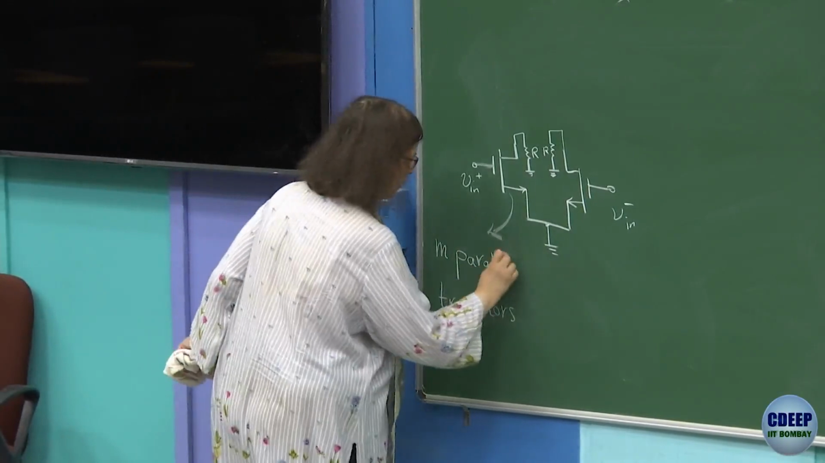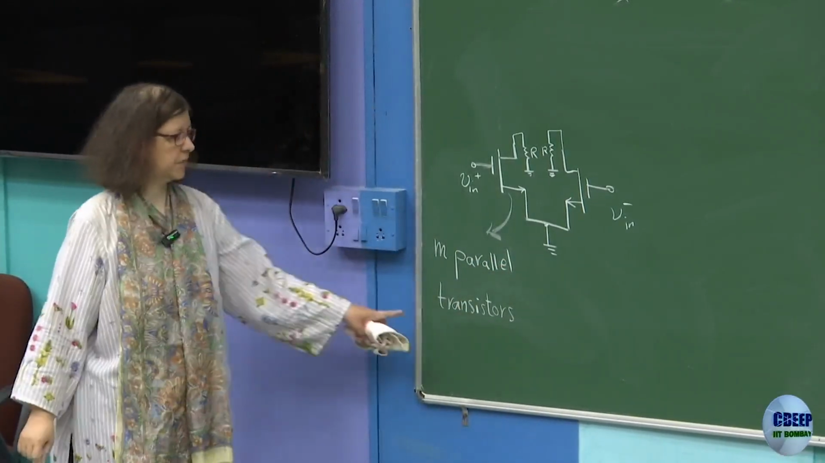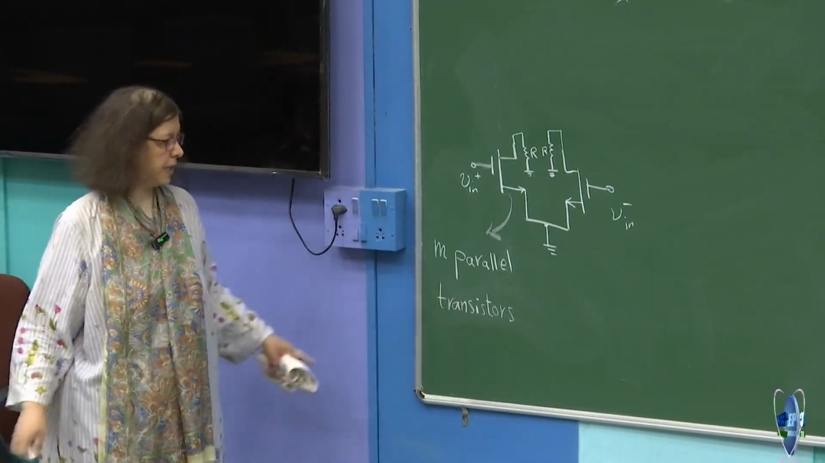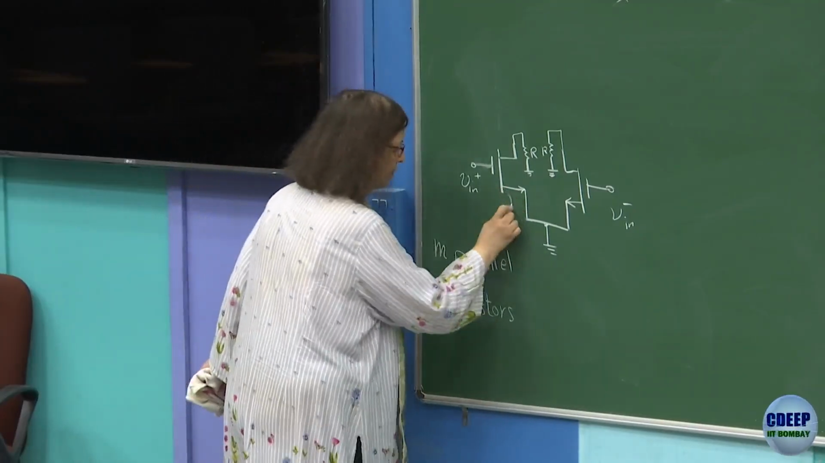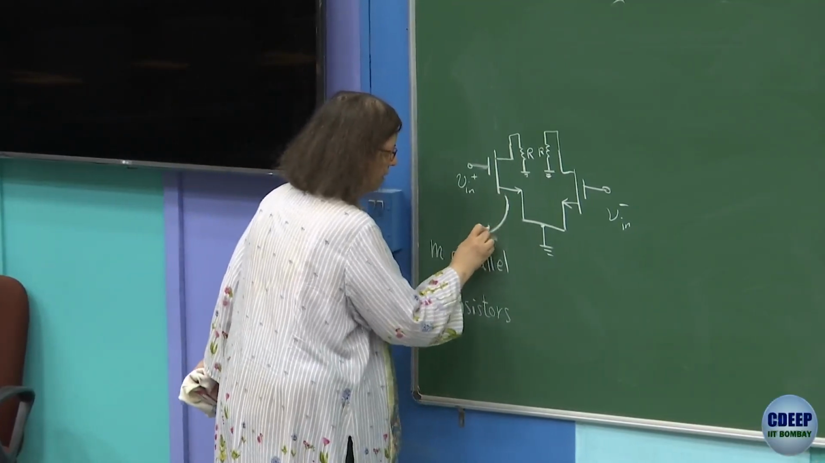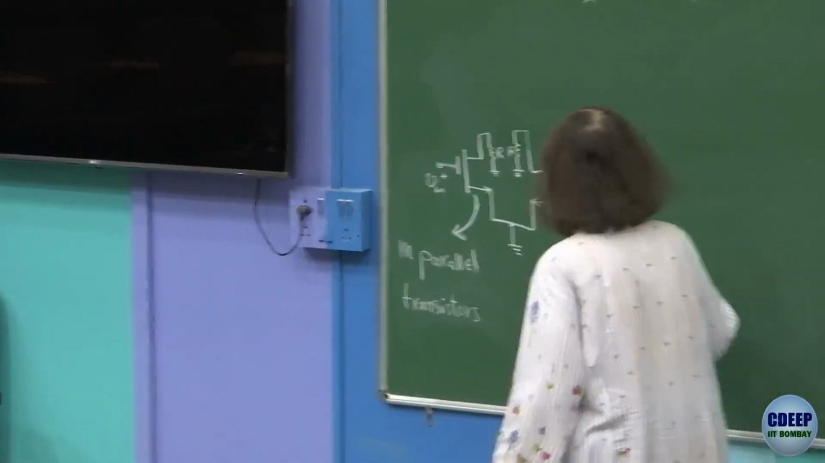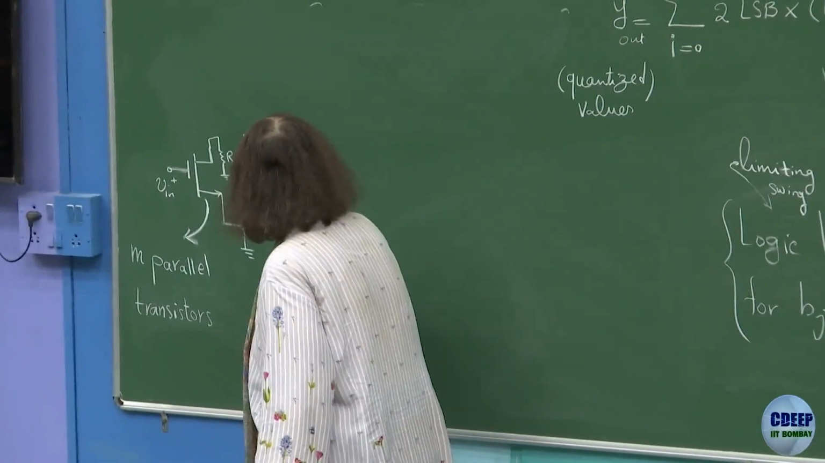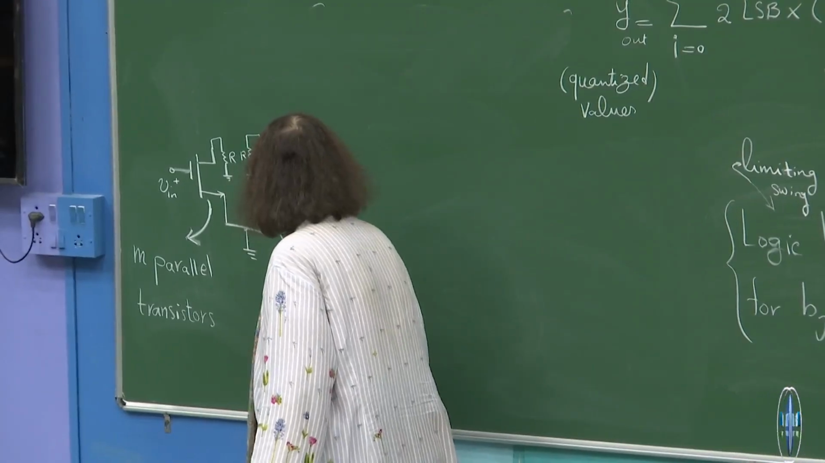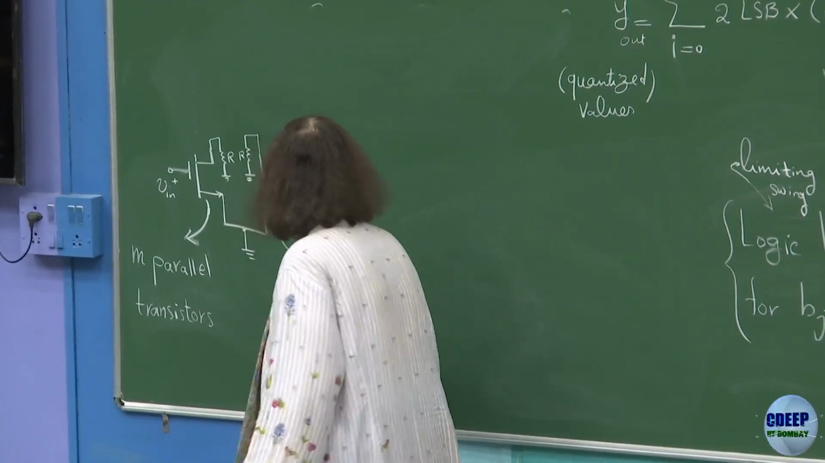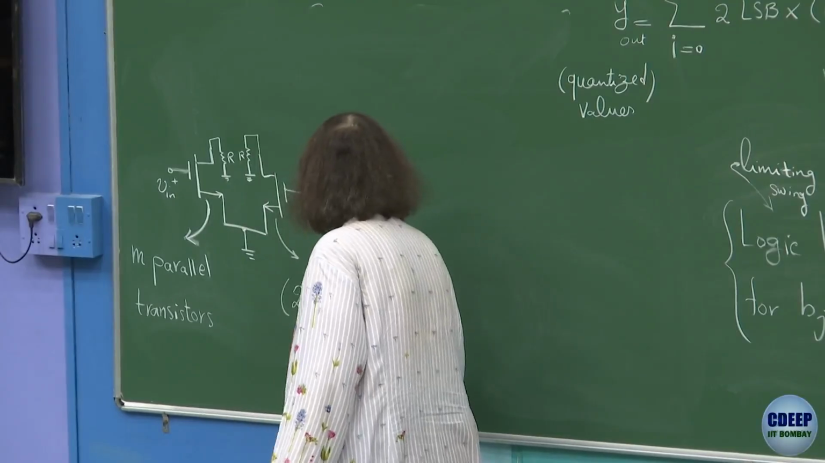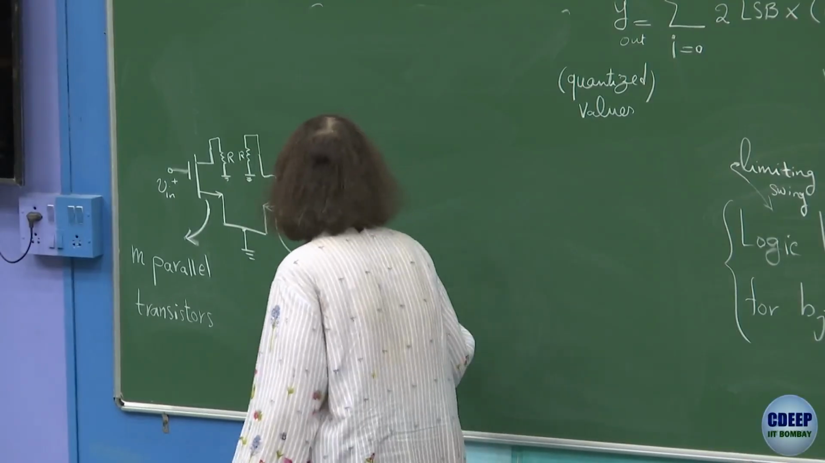Parallel transistors, right? How many will be left here? So if m transistors are here, this side we will have 2 to the power n minus 1 minus m parallel transistors.